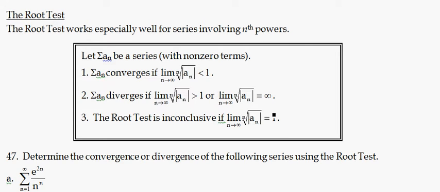Hopefully this makes sense, because if the nth root terms are less than 1, this will likely make the terms get smaller, and so it makes sense that it will converge. Okay, let's look at some examples.